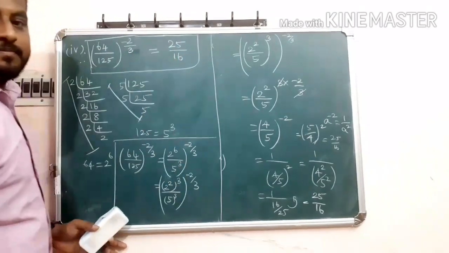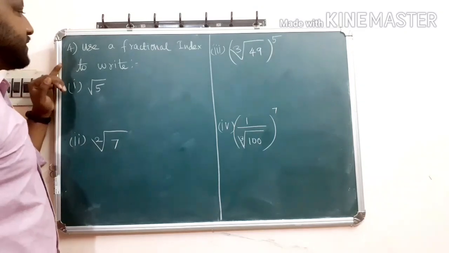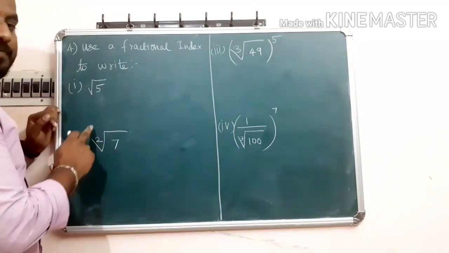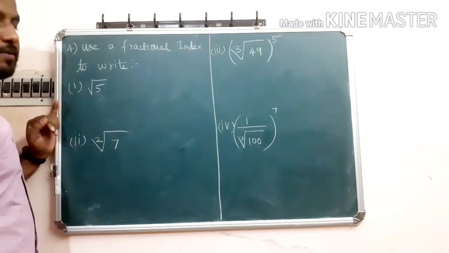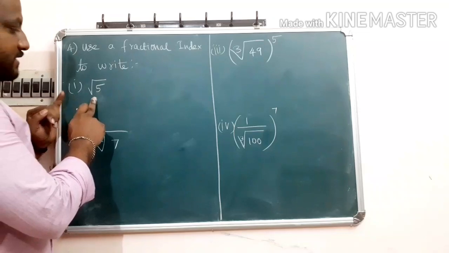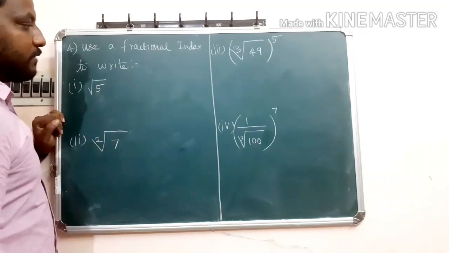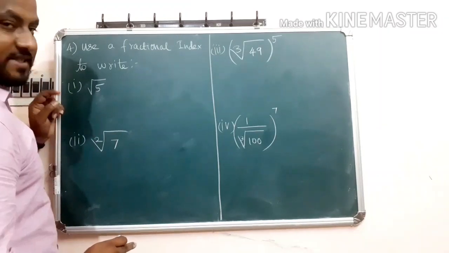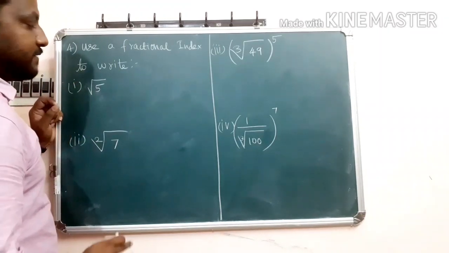Clear? And next, fourth question. Use a fractional index to write. So the given number, you have to write into a fractional index. First question is given as root 5. So you have to write into the fractional index. We already saw in the definition, and I also gave some examples.